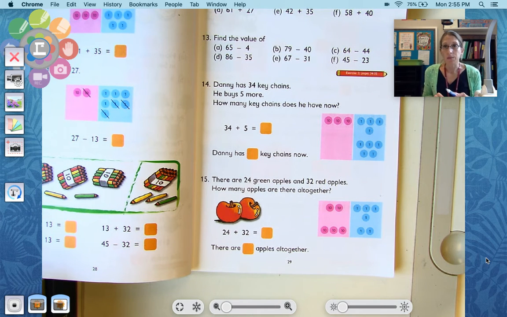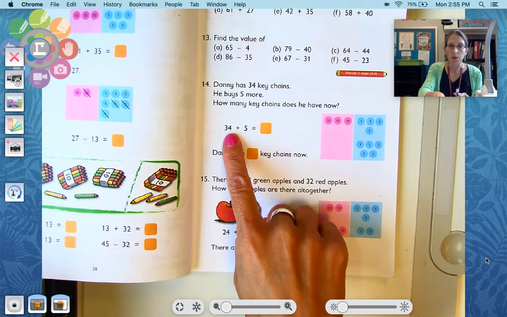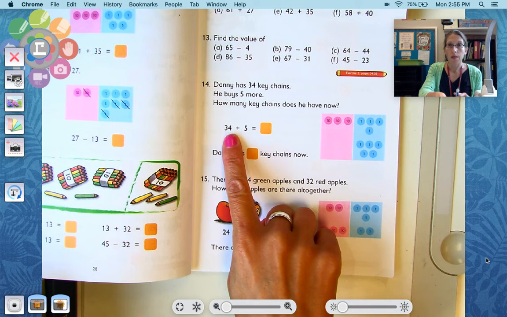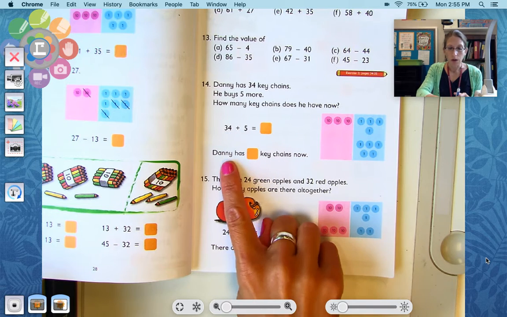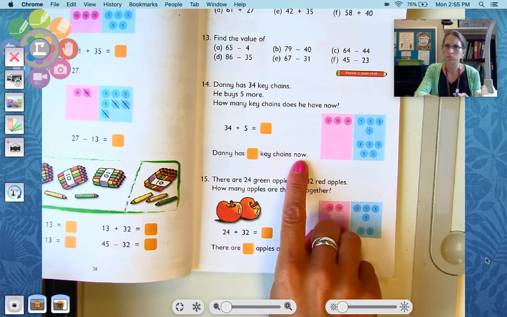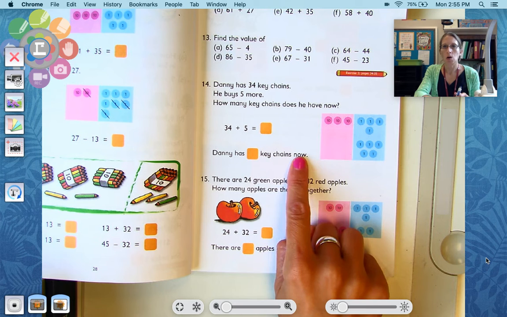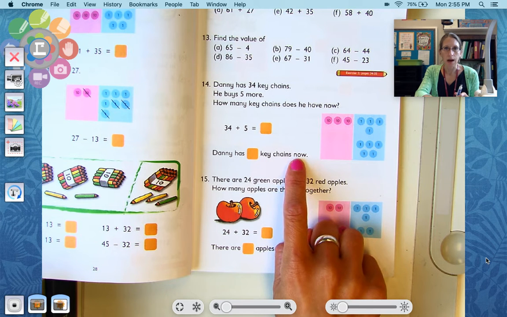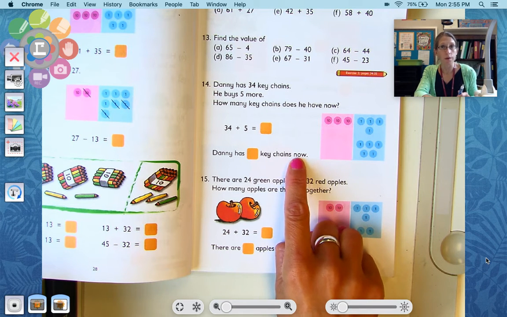Now, if we had made a little mistake and we subtracted and then we got our answer, let's see, 34 minus 5, that would be 29. Danny has 29 keychains now. Wait a second. Why does he have less now? He should really have more.